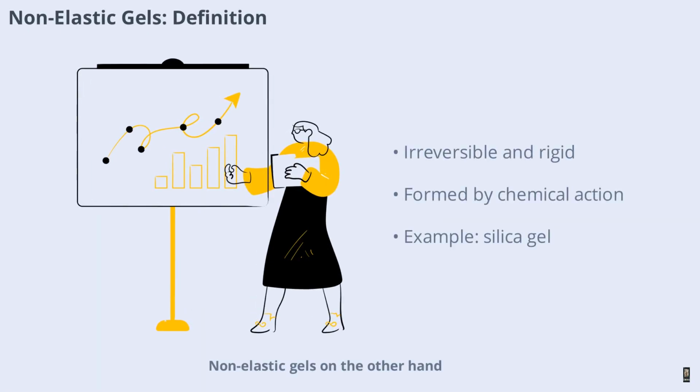Unelastic gels, on the other hand, lose their elastic property when they shrink and cannot regain their original form by adding liquid. These gels are irreversible and rigid, often formed by chemical reactions. Silica gel is a prime example, produced by adding hydrochloric acid to sodium silicate solution. The resulting network is linked by strong covalent bonds, giving the gel its rigidity. Non-elastic gels are used in various industrial and laboratory applications.